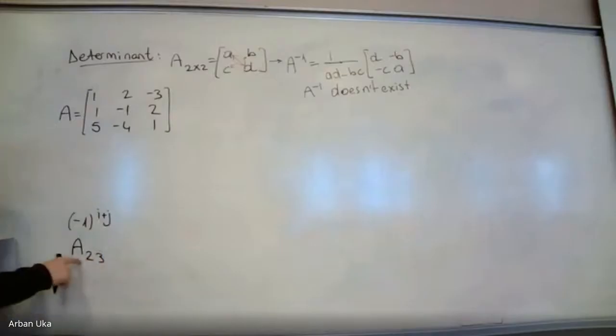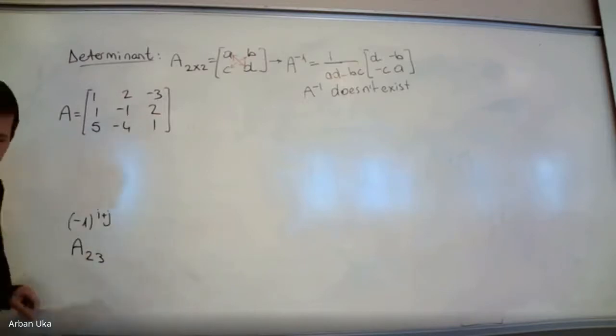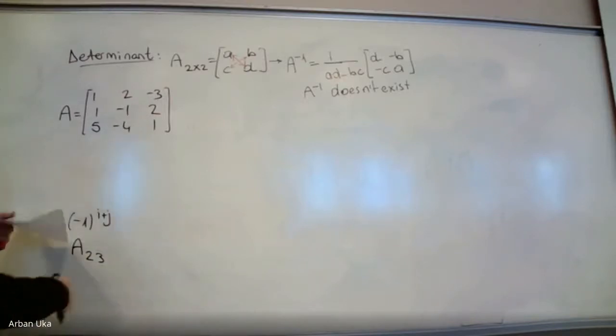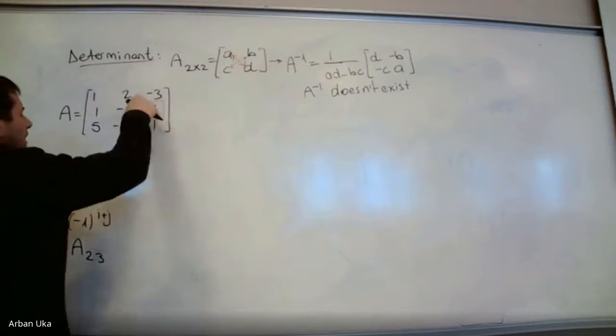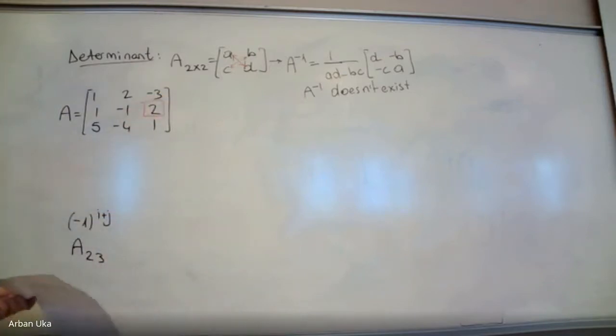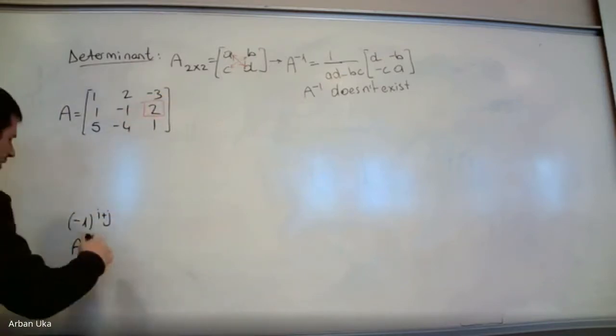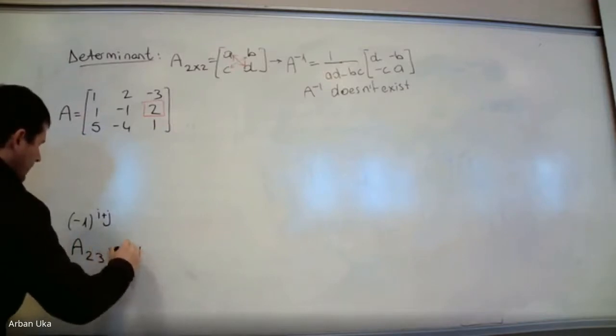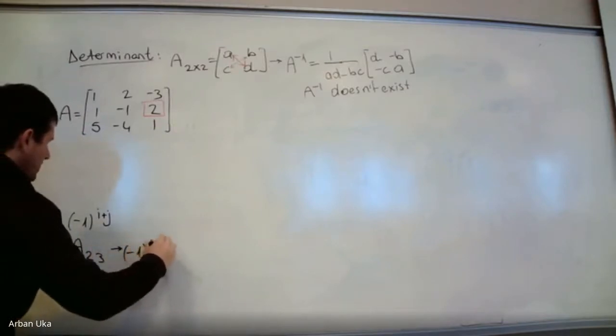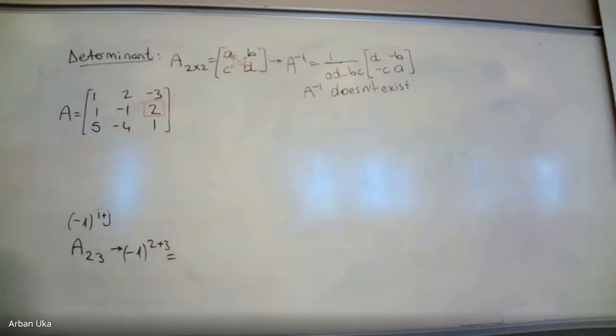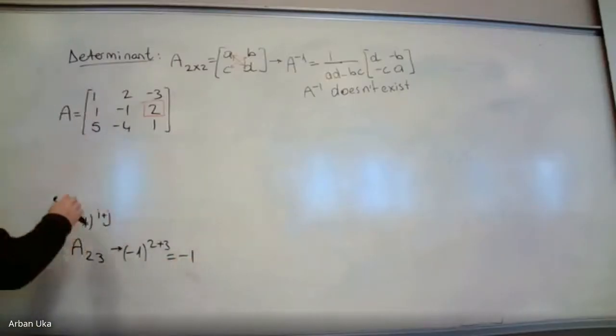Let's look at the entry 2 here, with address 2, 3. This is it, 8, 2, 3. Now, this 2 here is denoted as the number in the second row and the third column. This can be associated with a number like this, -1 to the power 2 plus 3. What is this equal to? -1, thanks.